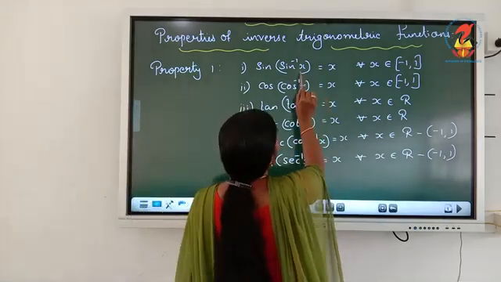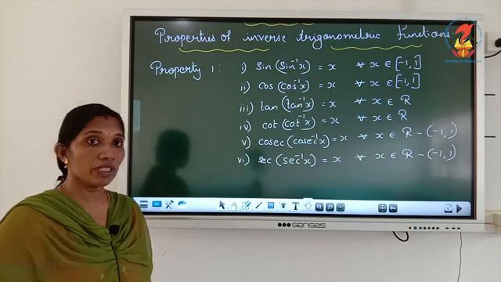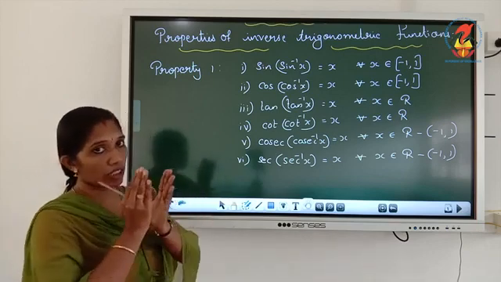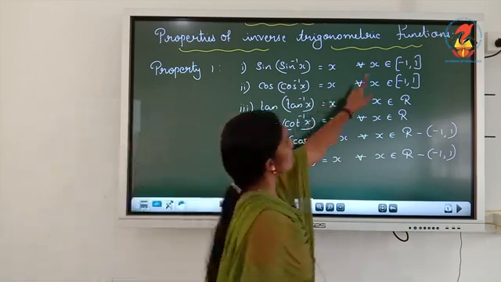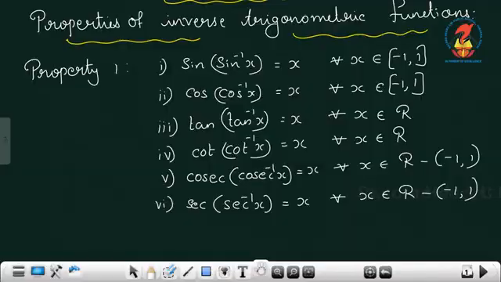Here x we consider in sine inverse x. So what is the domain of the sine inverse function? That is from minus 1 to 1. So for all x belongs to [-1, 1]. Similarly, cos of cos inverse x is equal to x for all x belongs to [-1, 1]. Tan of tan inverse x is equal to x for all x belongs to R, the domain of tan inverse. Cot of cot inverse x is x for all x belongs to R.